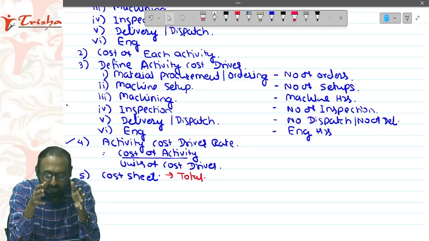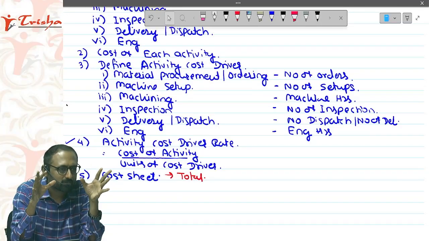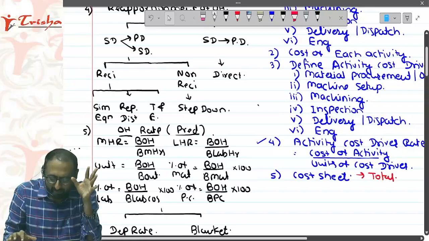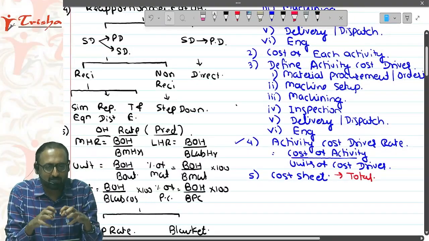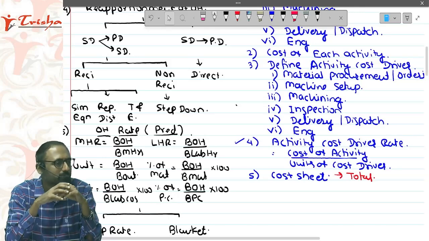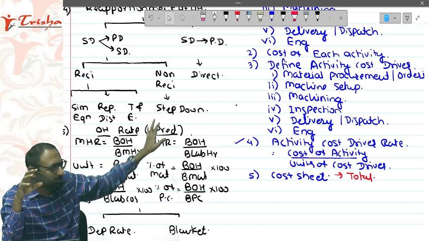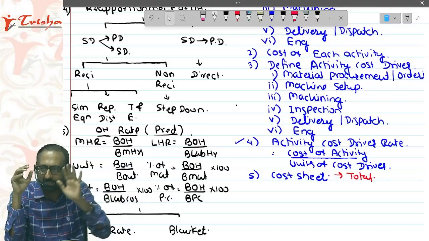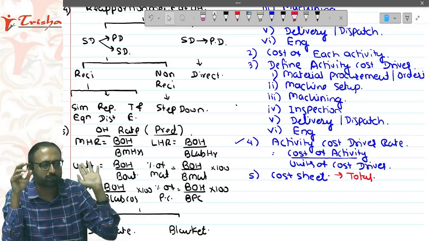And once you calculate activity cost driver rate, last step is to prepare the cost sheet. So guys, boys and girls, in the traditional method of costing also, you follow literally the same thinking and same steps. In the traditional method of costing also, you calculate overhead rate and prepare the cost sheet. In activity based costing also, you calculate rate and prepare the cost sheet.